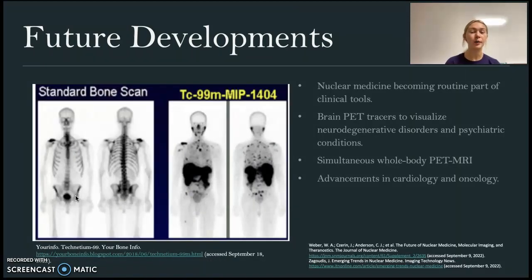Future developments. It is hoped and pushing towards becoming a routine part of clinical tools: a brain PET tracer to visualize neurodegenerative disorders and psychiatric conditions, which would be a significant contribution to the medical field in general. Simultaneous whole body PET and MRI would also save more time and more money, and then advancements in cardiology and oncology. And over here in this picture, you can see your standard bone scan, and you can see when one is used with Tc-99, how the areas affected significantly light up.